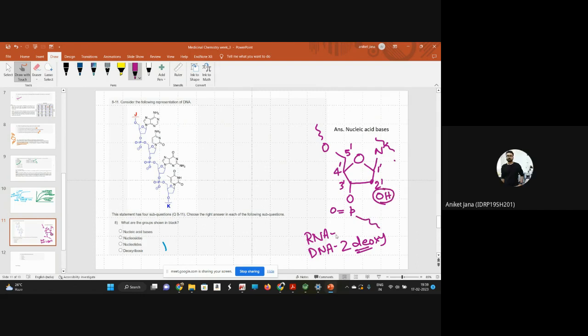Okay, so let's answer this question. Consider the following representation of DNA. The statement has 4 sub questions. What are the groups shown in black? The black ones are the nucleic acid bases.